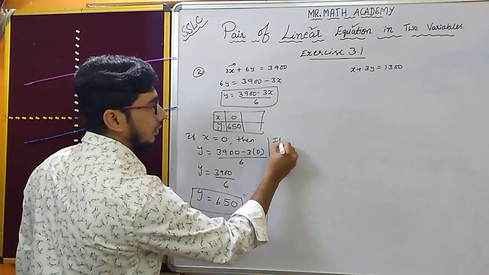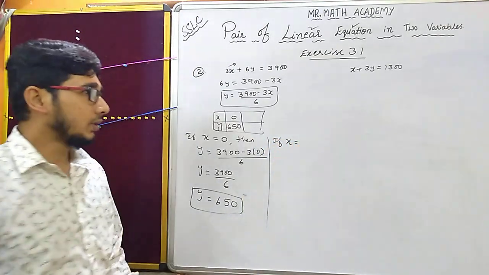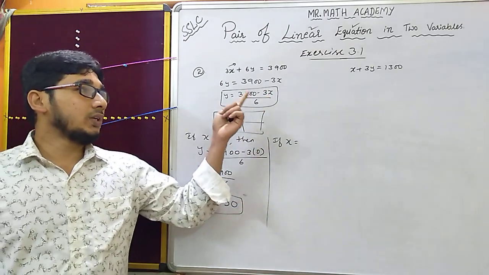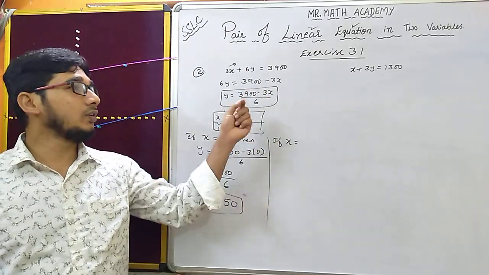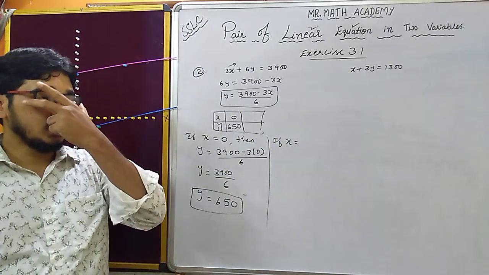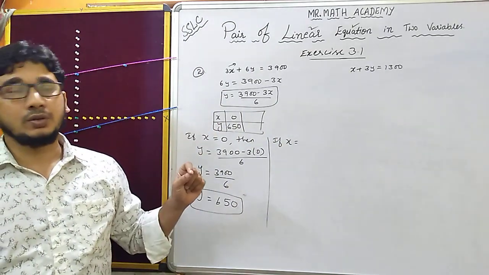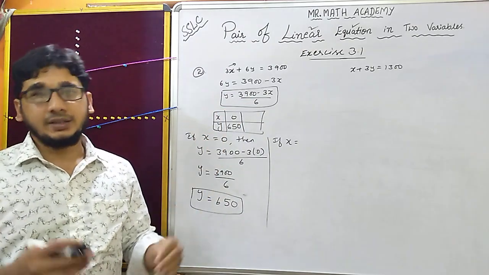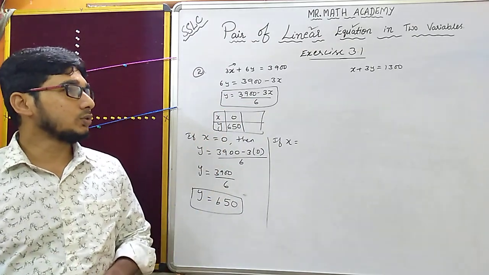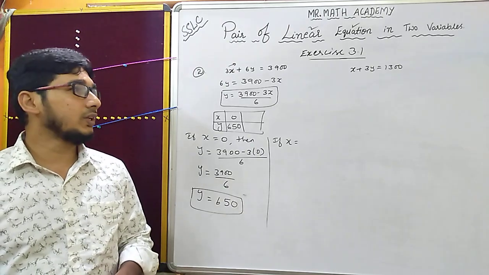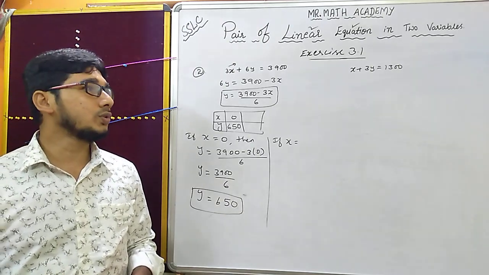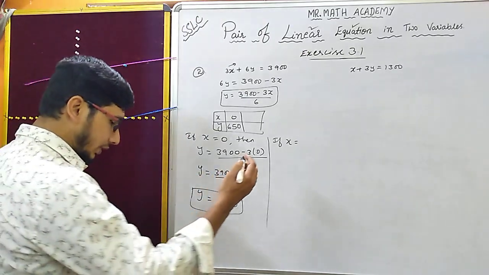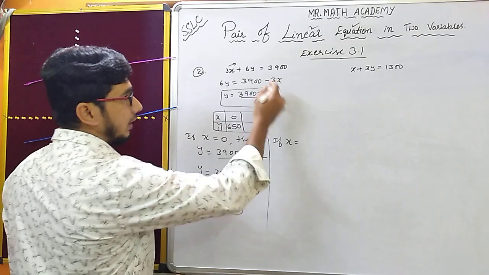If x is equal to, think about it. If I take 1, 3 1s are 3, 3,900 minus 3, again you will get 3,897, like this. Divided by 6, again it will be a big hectic to divide like that. So think in such a way that you take very easy values and simplify easily.